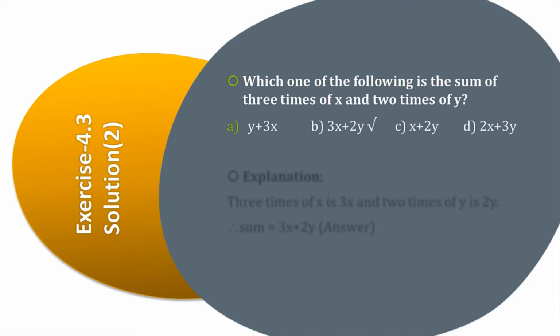So my dear, this is the tick mark. You can see number B, 3x plus 2y. This will be the desired answer. Let us see the explanation how we can get this result. So this is the explanation.